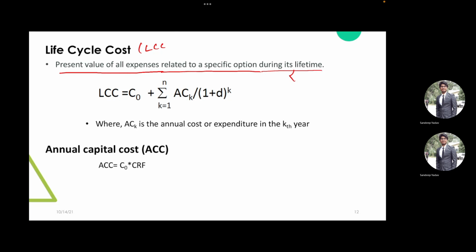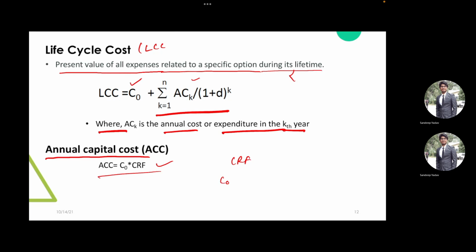What we will have in that is the initial cost, and one thing is the benefit. That means the initial cost plus the total value of that project or product, where ACK is the annual cost or expenditure in the kth year, that we have already studied in the previous slides. Now the annual capital cost ACC will be C naught into CRF. CRF we know how to calculate. If we have C naught, then we can easily calculate the annual capital cost.